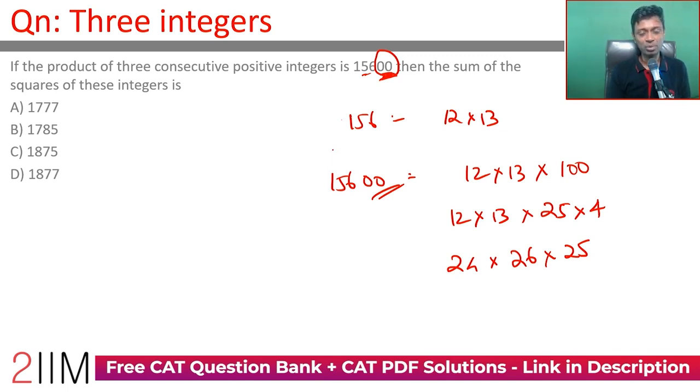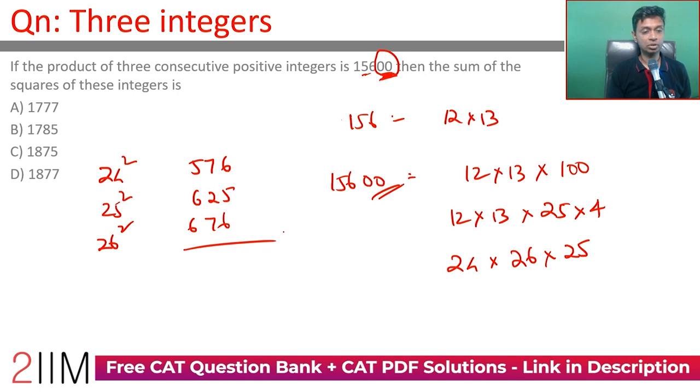If n or n plus 1 or n plus 2 is a multiple of 5, then none of the other two can be a multiple of 5. So the entire 5 square comes from one of the numbers. One of the numbers is a multiple of 25. 24 into 25 into 26 works. The sum of the squares of these integers, 24 square plus 25 square plus 26 square, is 576, 625, 676. Adding these up, we get 1877, we're through.